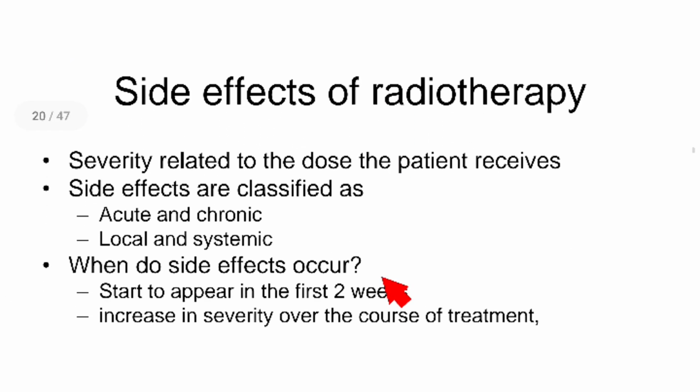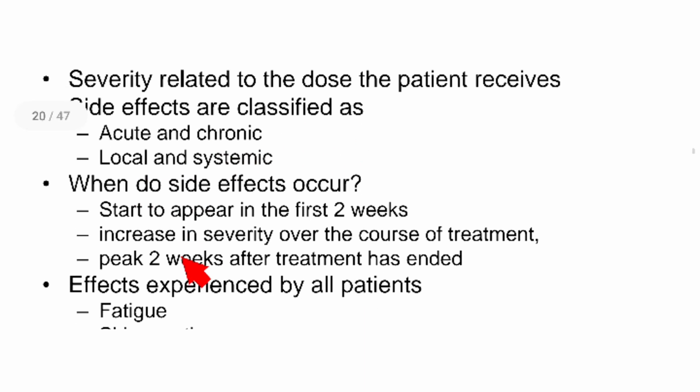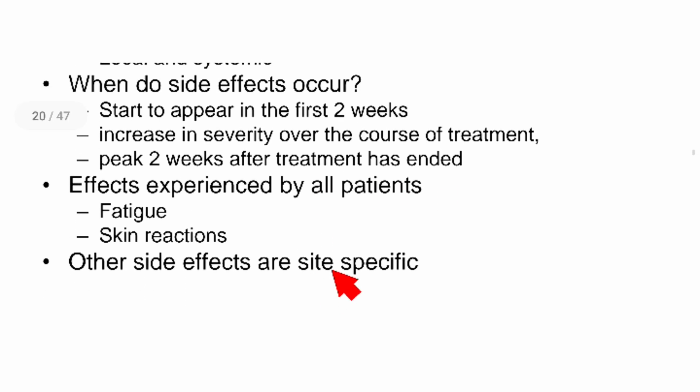Side effects of radiotherapy: severity is related to the dose the patient receives. Side effects are classified as acute and chronic, local and systemic. When do the side effects occur? They start to appear in the first 2 weeks, increase in severity over the course of treatment, and peak 2 weeks after the treatment has ended. Effects experienced by all patients are fatigue and skin reactions, like allergic forms and some others.